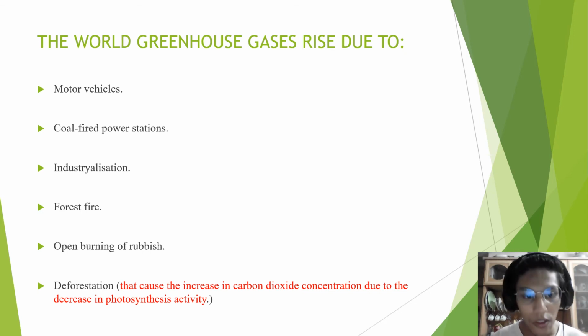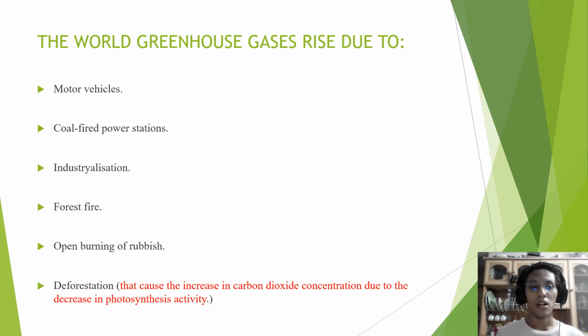So the last one is deforestation. When the deforestation rate is too high, it can cause an increase in carbon dioxide concentration due to the decrease in photosynthesis activity. When there are no trees, the carbon dioxide absorption rate will be low, and carbon dioxide will be abundant on Earth's surface. Carbon dioxide produces heat, so it will make Earth's temperature rise.